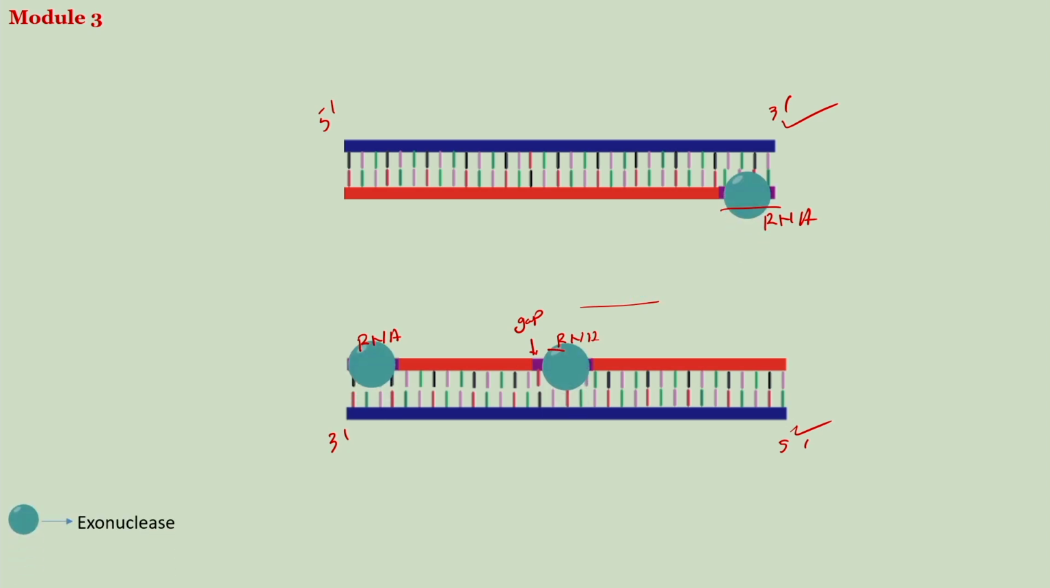You have to destroy the RNA, and that is done by the enzyme RNase. It is a kind of exonuclease, this RNase. RNase is the enzyme in the family of exonucleases, and that will destroy the RNA. When the RNA is destroyed, that creates a gap here, a gap there, where the RNA was.